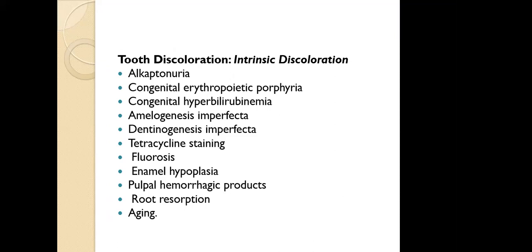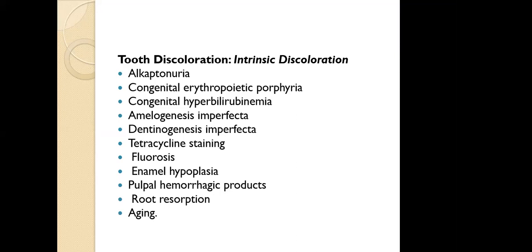Good. And discoloration, maybe try and look for things like, it can be intrinsic or extrinsic. So intrinsic: alkaptonuria, congenital erythropoietic porphyria, congenital hyperbilirubinemia, amelogenesis imperfecta. I think this you learned with Dr. Quizra. Dentinogenesis imperfecta, tetracycline staining. Now these days, we don't give tetracycline to children, so tetracycline staining is really becoming rare.